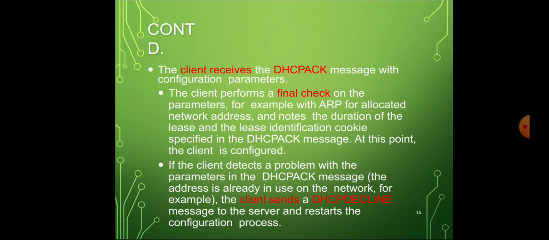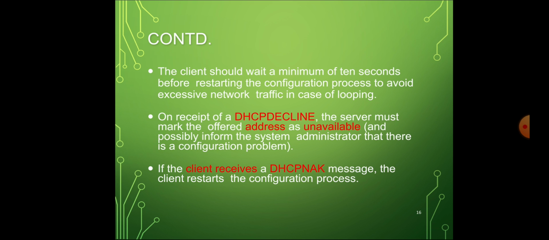If the client detects a problem with the parameters in the DHCP acknowledgement message, for example the address is already in use on the network, then it will send the DHCP decline message. Suppose this IP address is already used, then it will send the DHCP decline message, and the server again starts the configuration process.